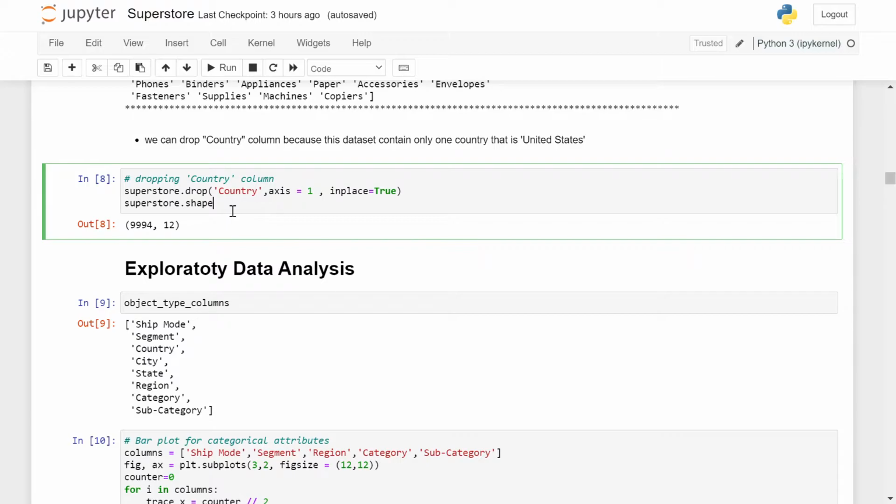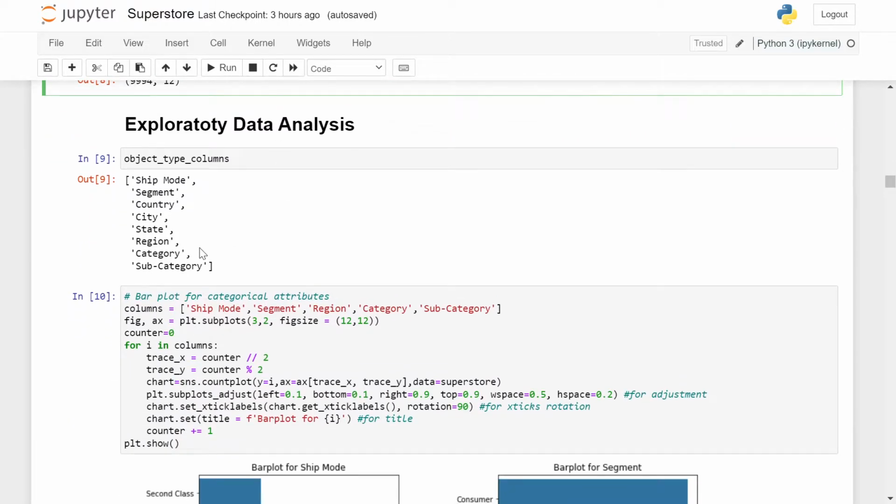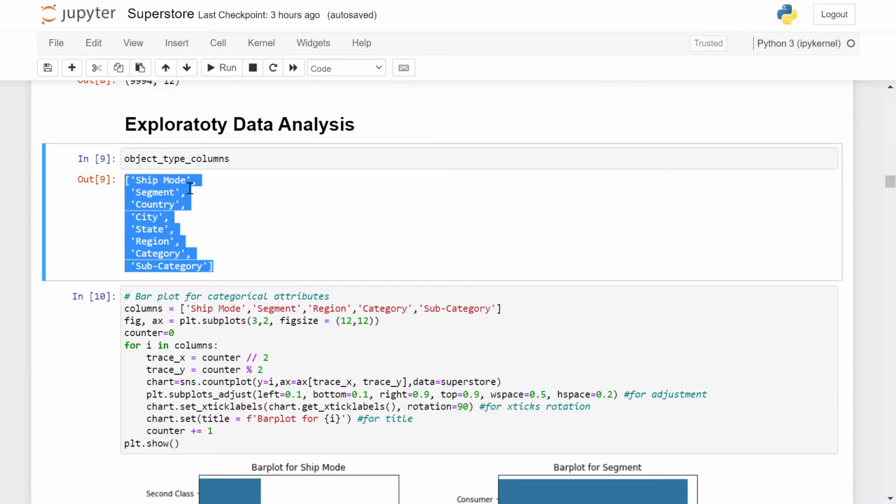Okay, so here I drop the country column because there is only one value in this country column, so we can't do any EDA on top of that. That's why I just drop this country column. Now these are our object data type columns, or we can say these are our categorical columns.